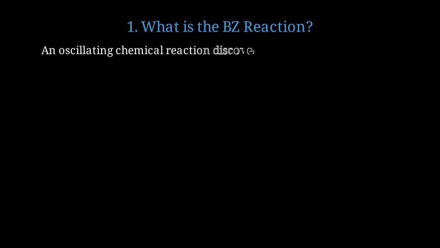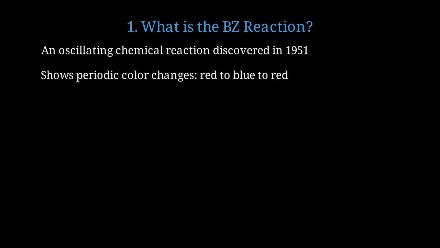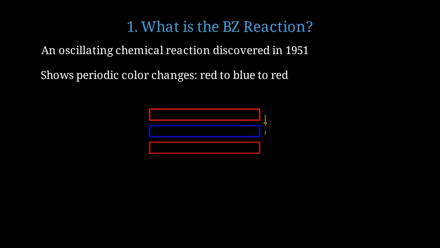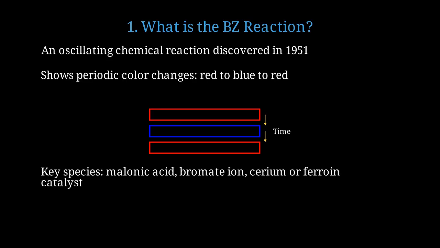The BZ reaction is a rare example of an oscillating chemical reaction, first discovered by Boris Belousov in 1951. It displays beautiful periodic color changes, oscillating between red and blue states over time. The reaction cycles through oxidized red states and reduced blue states in a predictable periodic manner. The key chemical species include malonic acid, bromate ions, and a metal catalyst like cerium or ferroin.